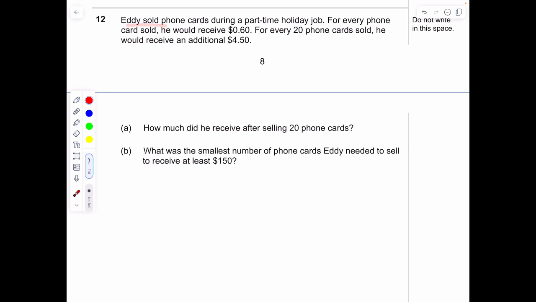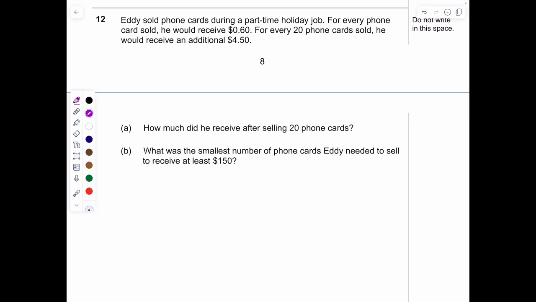Eddie sold phone cards doing a part-time holiday job. Every phone card he sold, he will receive 60 cents. For every 20 phone cards sold, he will receive another additional $4.50. How much did he receive after selling 20 phone cards?